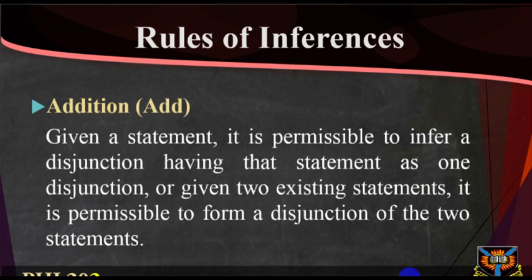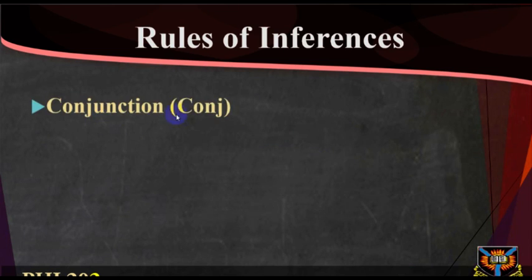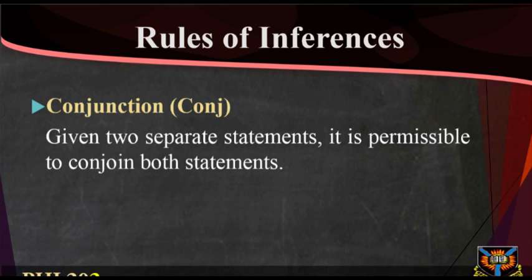Number 7. Conjunction. P, Q, therefore P and Q. Given two separate statements, it is permissible to conjoin both statements.